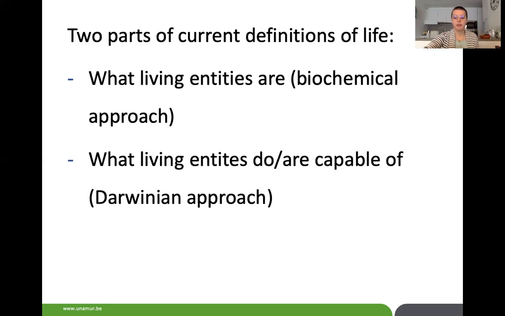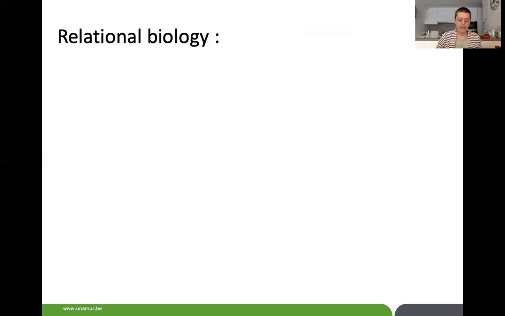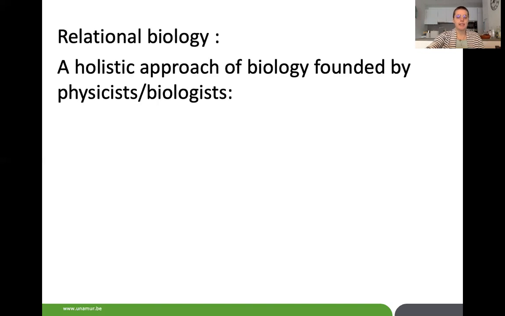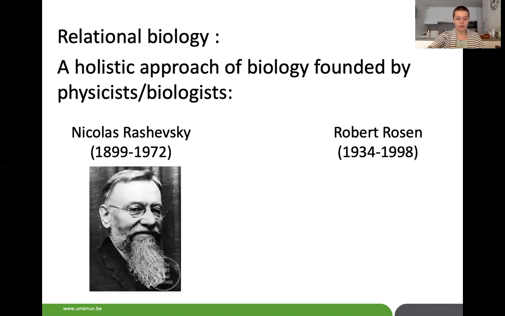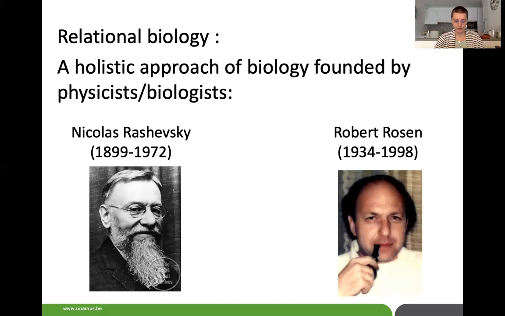We need something else. The approach I'll present to you today is the one developed in relational biology. It's a branch of biology created by two physicists/biologists of the 20th century, Nicolas Rashevsky and his student Robert Rosen.